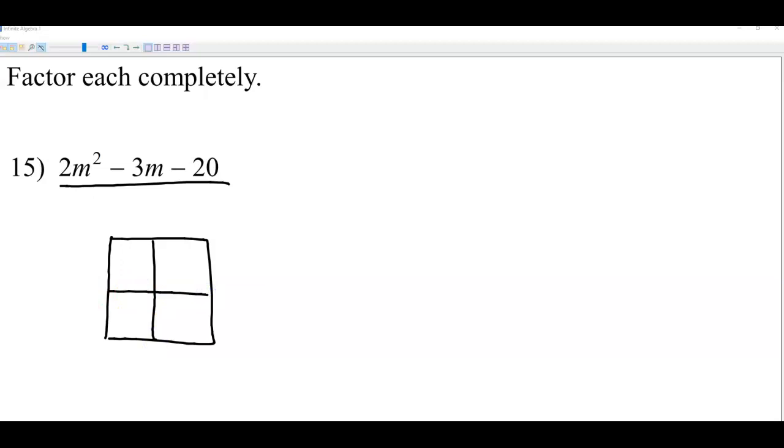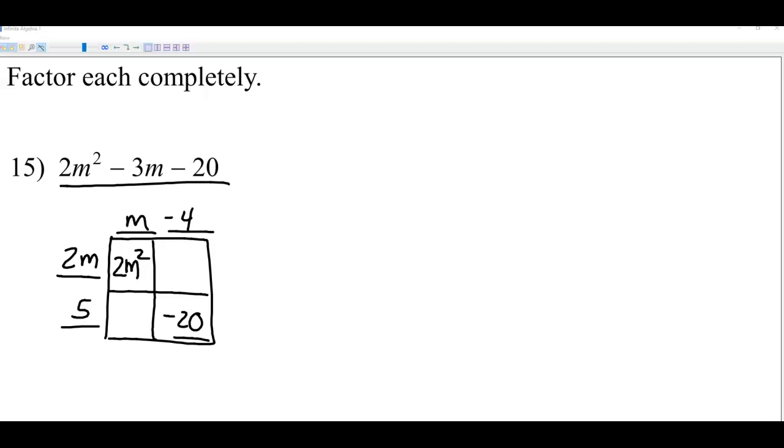Okay, so when you're doing the box method for factoring, you put the first term in the top left, you put the last term in the bottom right. And then you're looking for 2 numbers that multiply to make the top left, which would be 2m and m. And then you're also looking for 2 numbers that would multiply to make the negative 20. Let's say negative 4 and 5. Now, I could be right or I could be wrong. This is a guess and check process.